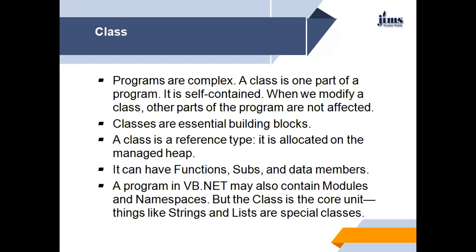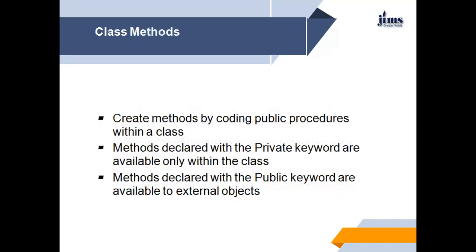The class can have functions, sub procedures and data members. Basically, the class has data members and member functions or subs. A program in VB.NET may also contain modules and namespaces, but the class is the core unit. Things like strings and lists are special classes which have their own properties. Every class, as we have discussed, has data members and member functions or methods.